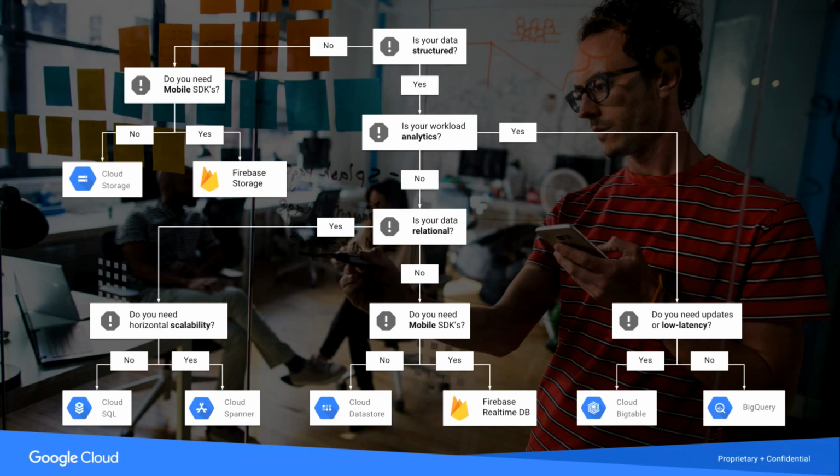Then back to the middle. So let's say you've got that semi-structured data we talked about. It's not relational. Cloud Data Store is the place where you'd want to begin. If you need mobile SDKs to be doing all that integration and work in the background for you, then the Firebase real-time database is the answer, using those mobile SDKs to leverage that. So I think that is it.